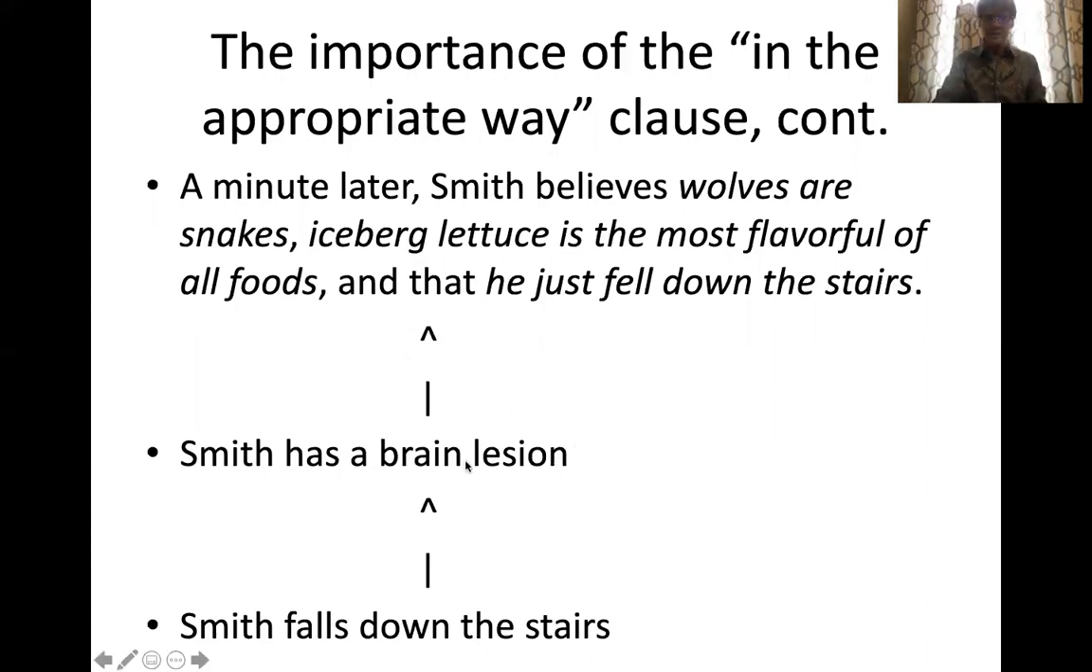And we could say that it's inappropriate because the brain lesion is not the truth maker of wolves are snakes or iceberg lettuce is the most flavorful of all foods, because those claims, so we might say, are false, right? And they don't have a truth maker.